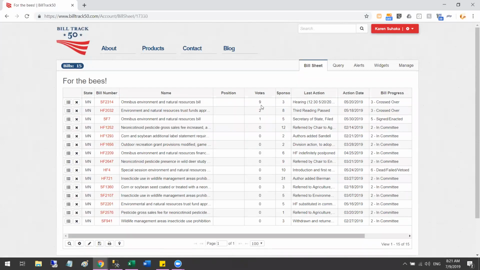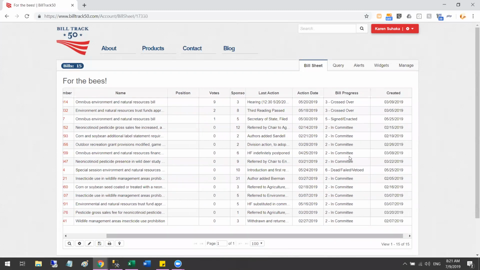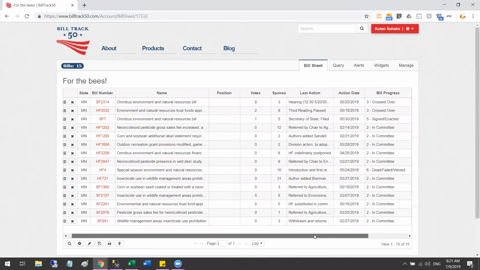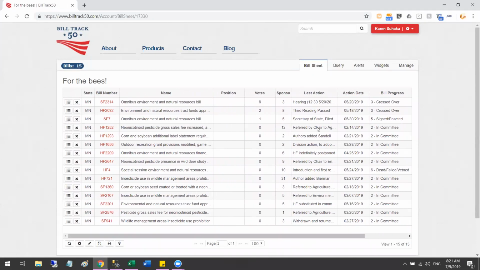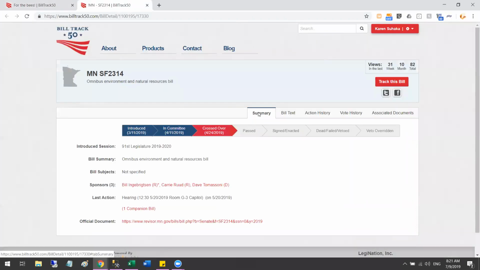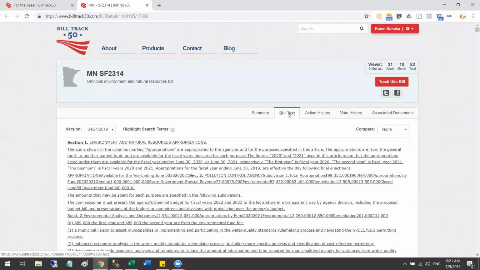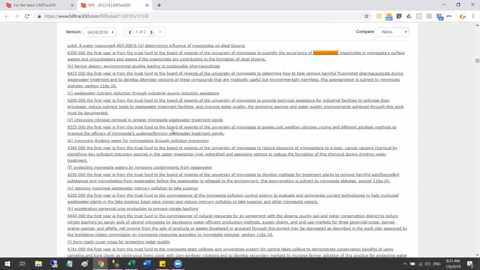If the bills had any votes, if the bills had sponsors, of course, what happened with the bill is helpful. You know, so these are just the columns I like for scorecards. You can set up whatever columns you like, but here's our different bills. So I can look at this Omnibus Environment and Natural Resources bill real quick, and it is a monster. All right, so I'm going to highlight my search terms to figure out which parts of these are bee related.